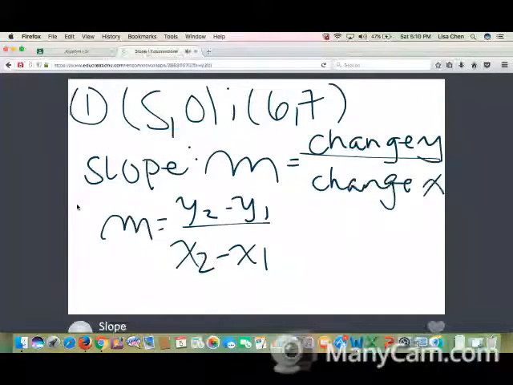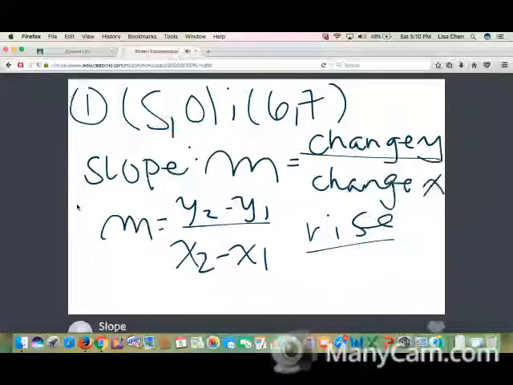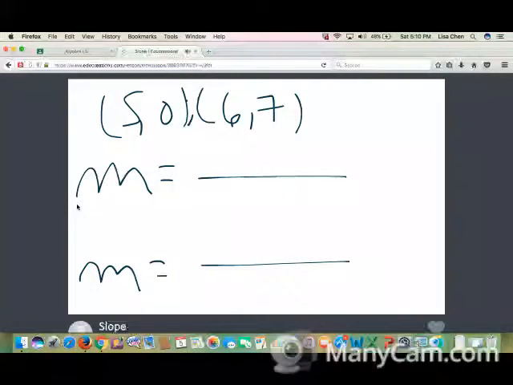So for problem 1, we want to find an equation for a line that goes through the points (5, 0) and (6, 7). As you remember, slope m equals the change in y over the change in x, also known as rise over run, where you do y2 minus y1 over x2 minus x1. There are two different ways you can do this.